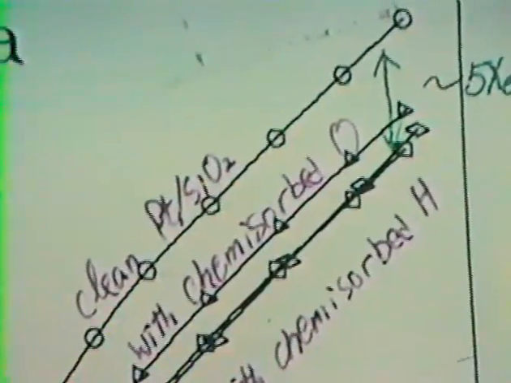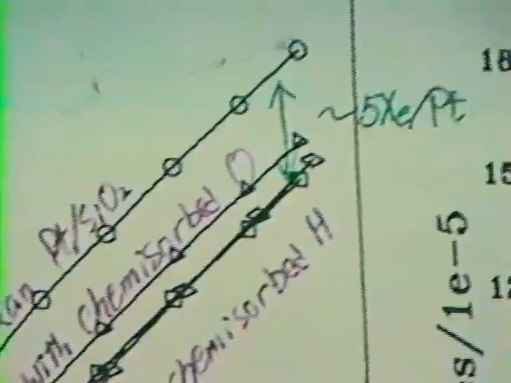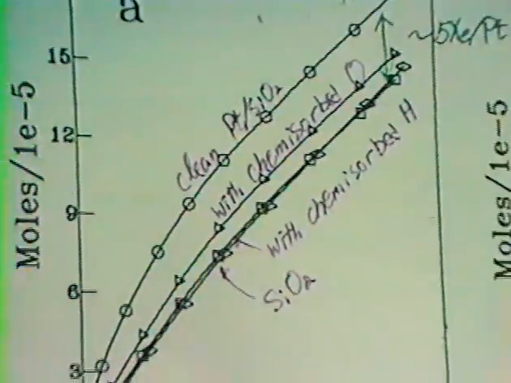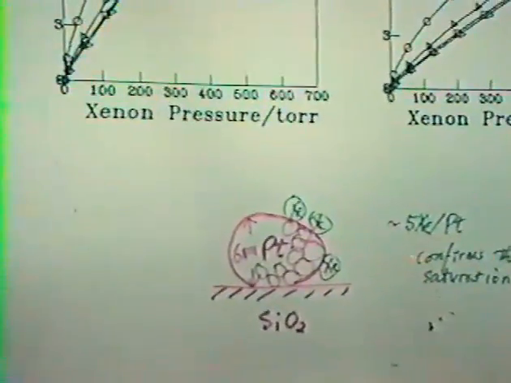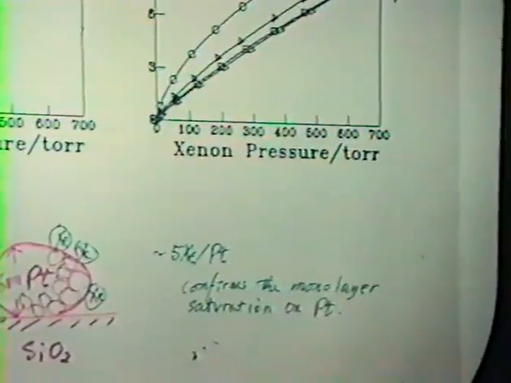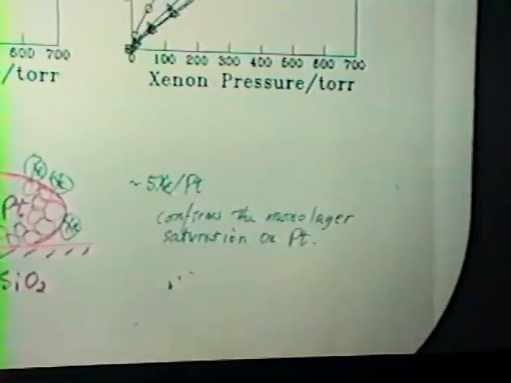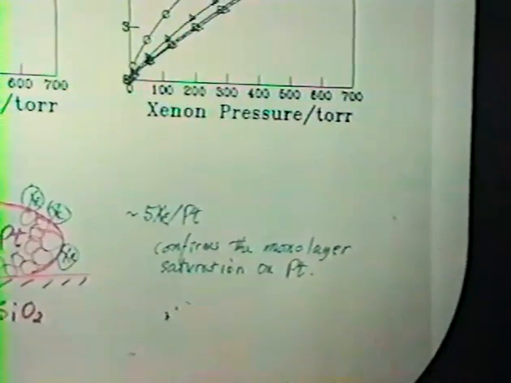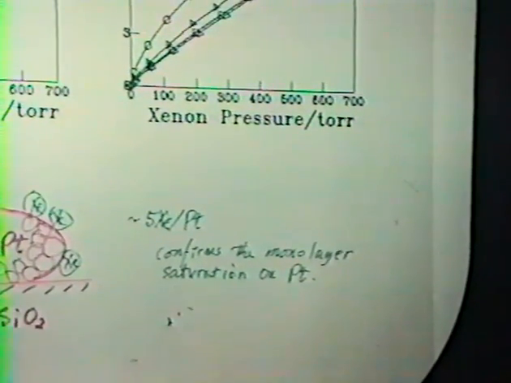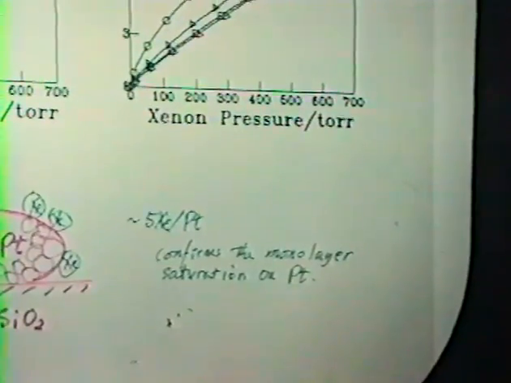The amount of xenon can be compared to the amount of hydrogen chemisorption and oxygen chemisorption. So we obtain here about 5 xenon per surface platinum. From this, we can confirm that it actually corresponds to about 60% of the compact packed monolayer coverage, but it agrees with our assumption.